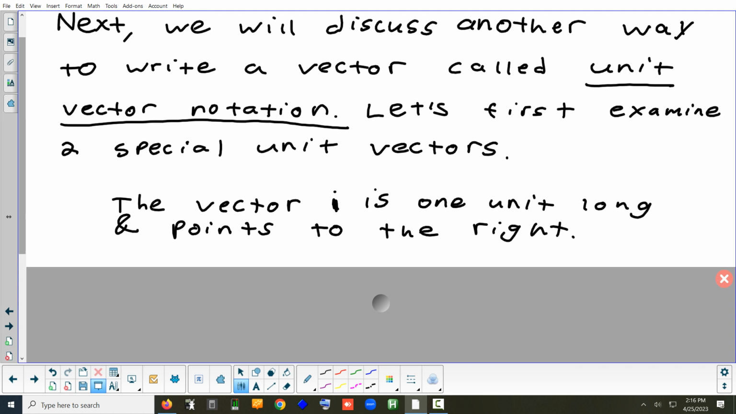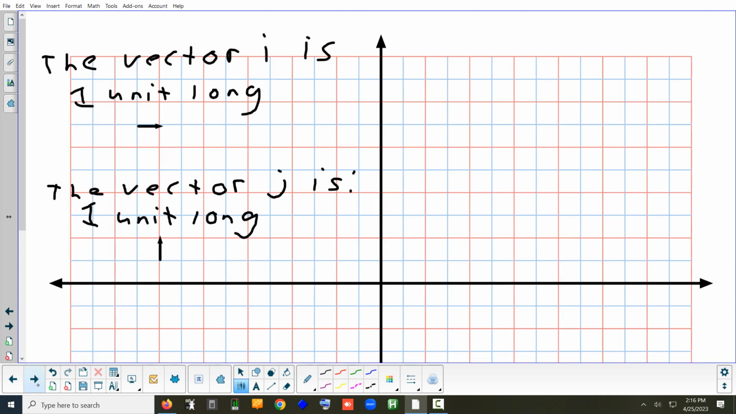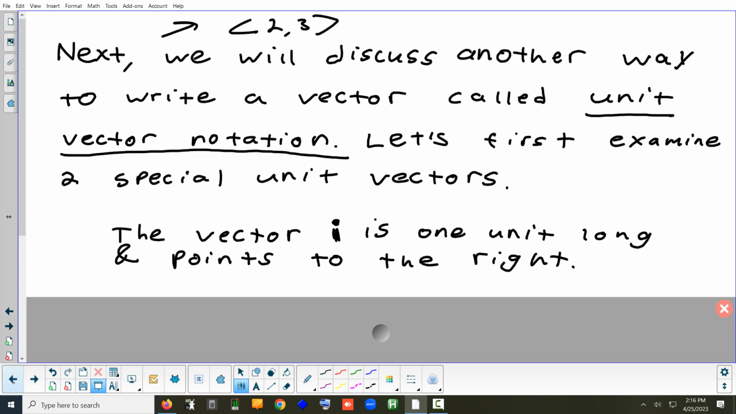fine. So here's one special vector, and this is called I. It has nothing to do with being imaginary, just the letter they pick. I is a vector that is 1 unit long, and it points to the right. Here's a picture of what I looks like. Right there. It's one unit, and it points right. I can never be anything else other than that. It has to be the vector 1 unit long, pointing to the right. So that's the first one.